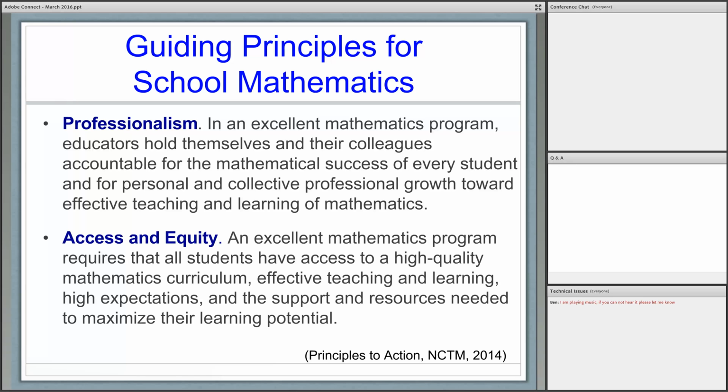They outline six principles. The first is professionalism, and of course that's why we're all here today, because of your commitment to professionalism. It really is the idea that teachers are accountable, and being accountable means that we stay on top of our own professional learning, whether we're talking about principals as instructional leaders or teachers. Another is access and equity.